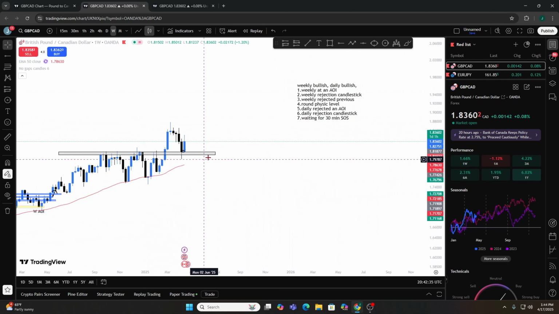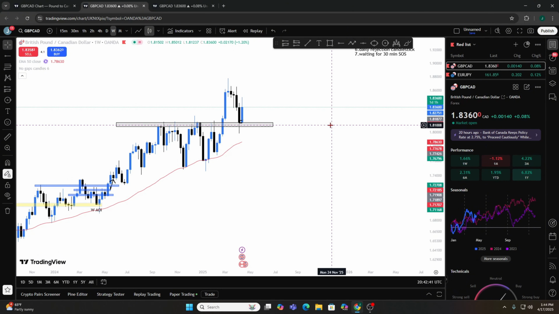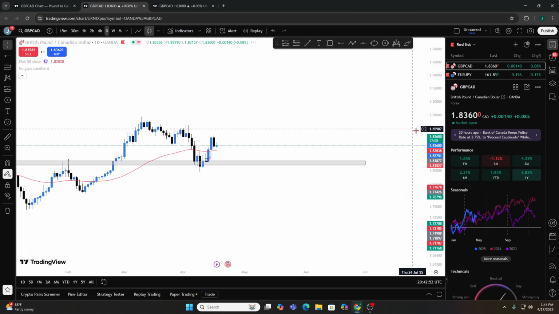So we had a weekly area of interest, we had a rejection candlestick, and we had a weekly rejected previous. We also had a round psychological level inside the area of interest, so we noted that down. That was it for the weekly time frame. We now go down to the daily.